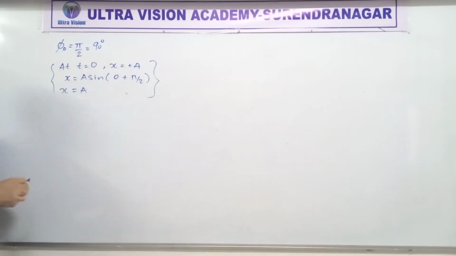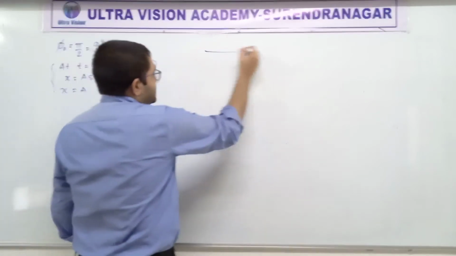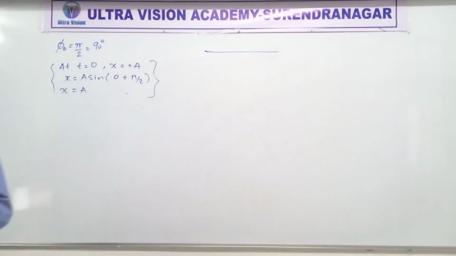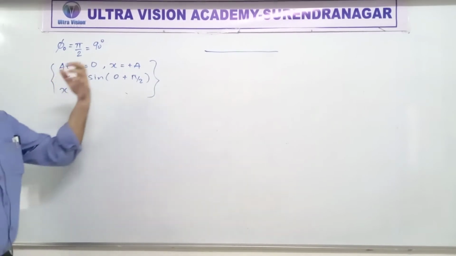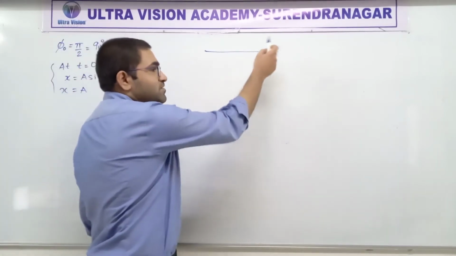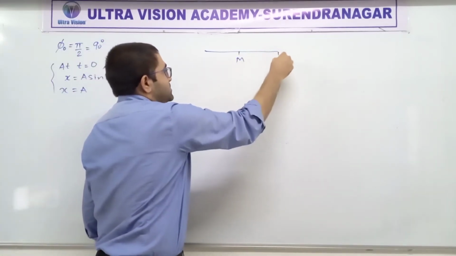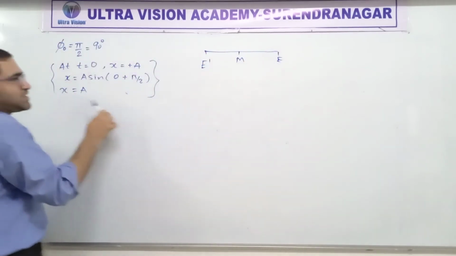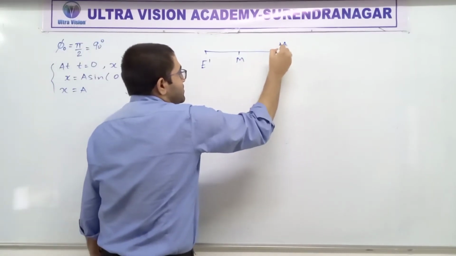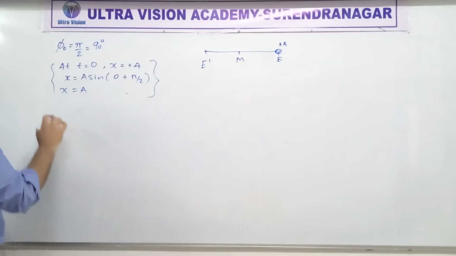So let's use this to draw the graph. It is easier to understand what's going on if we mark out the mean positions and the extreme positions, and then we'll see what's going on. So first of all, at t equal to 0, the particle is at x equal to a. That's clear. Let's start drawing the graph now.